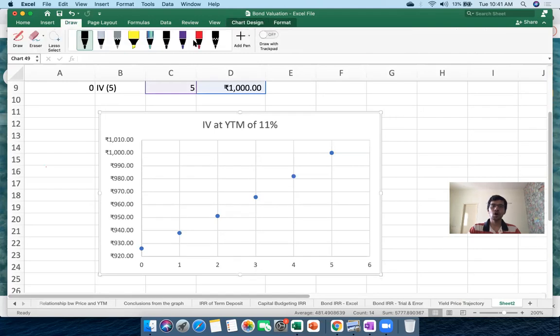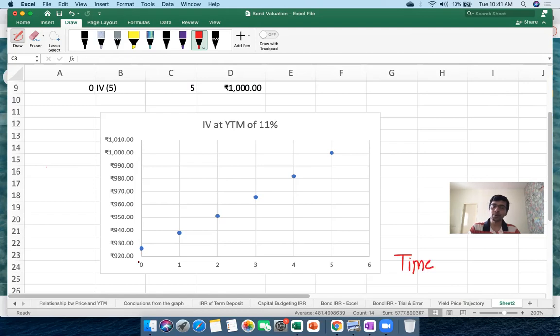Now, on the x-axis, we basically have time. Okay, remember, this is not time remaining for maturity of a bond. This refers to t equal to 0. This refers to t equal to 1. This refers to t equal to 2. This refers to t equal to 3, t equal to 4, and t equal to 5. Okay, this is not remaining years to maturity. Remaining years to maturity actually keeps decreasing. It was 5, 4, 3, 2, 1.